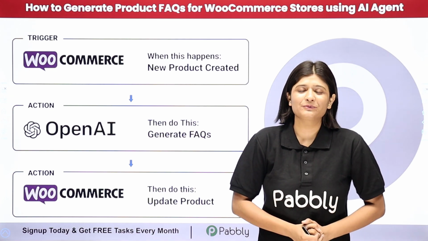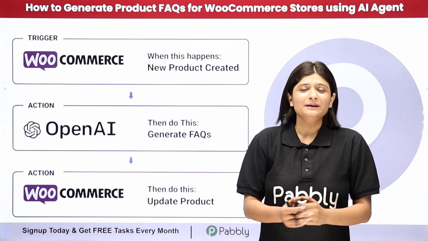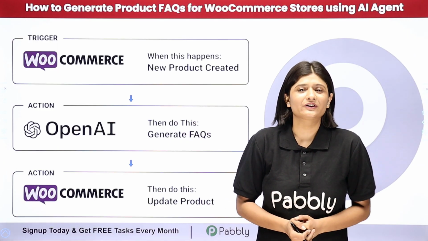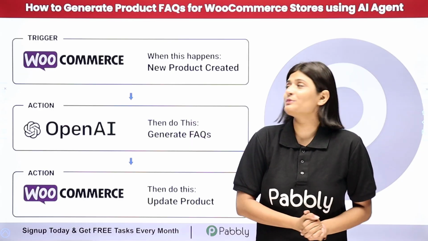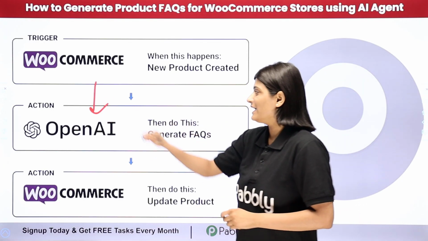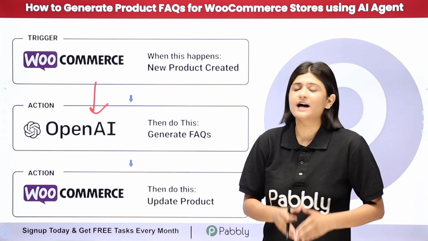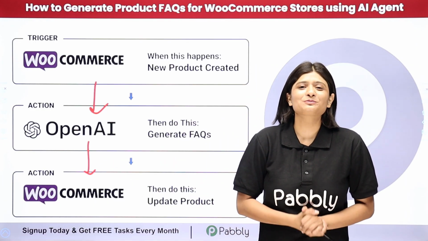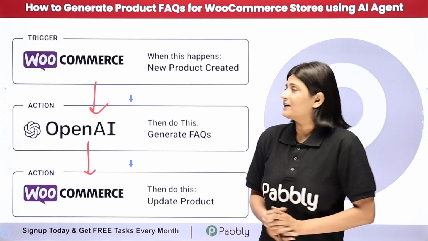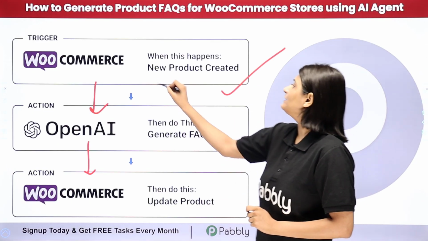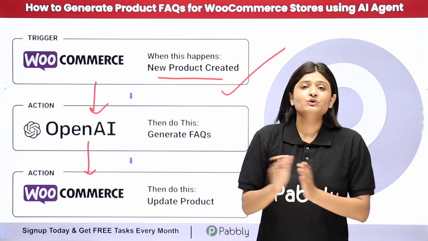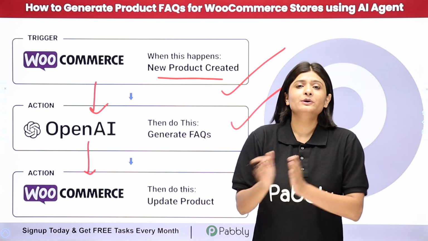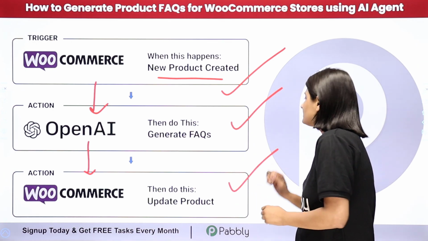And to do this automation, I'm going to use Pabbly Connect. So Pabbly Connect is an amazing automation and integration software which requires no coding or programming skills. Here I just need to build connection between WooCommerce and OpenAI. Here I'm going to use my AI agent as OpenAI and then WooCommerce. With the help of Pabbly Connect, I'm going to build this connection in such a way that whenever I'm going to add a new product in my WooCommerce, the FAQs will be automatically generated with the help of OpenAI and then it will be automatically updated in my product description.